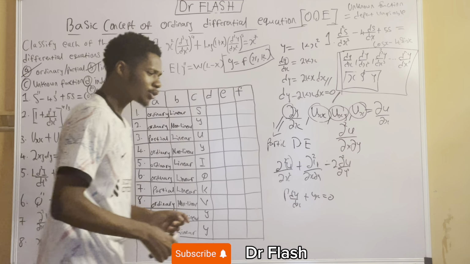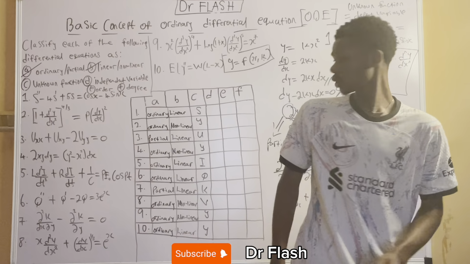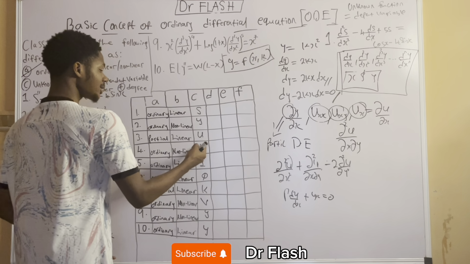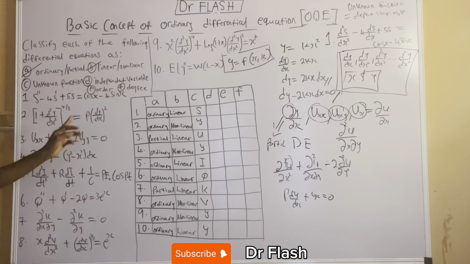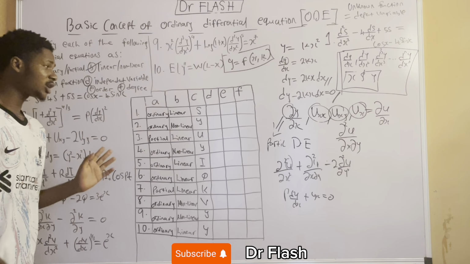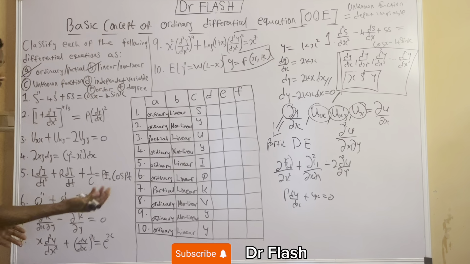So in this case, I'll say that x is the unknown function. So I could as well come to number 4 and write x as the unknown function. Same thing applies to the independent variable. The independent variable is the opposite, the one that is under the equation.